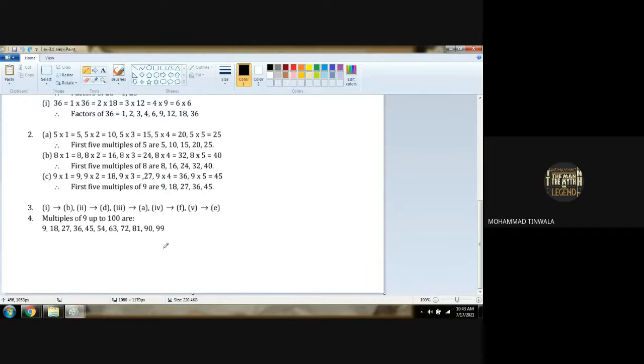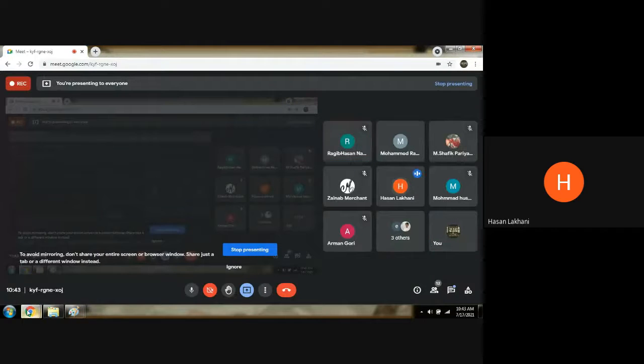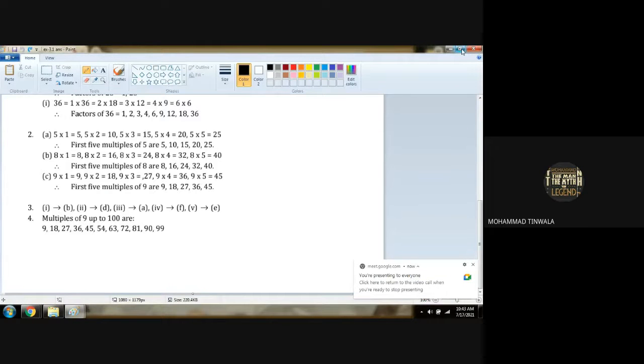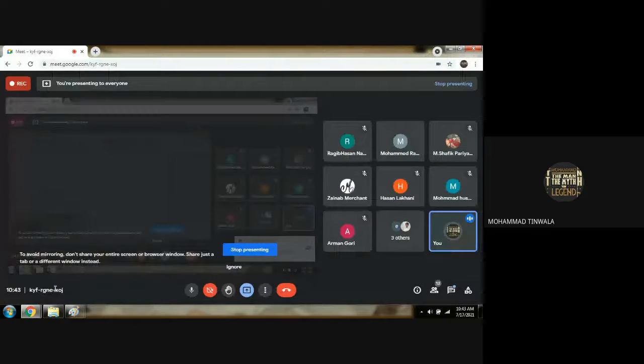Yes, sir. Have a photograph of question number 2, 3, and 4. Have you done? Yes, sir. Okay. Chalo. With the help of this, we have completed our exercise 3.1.